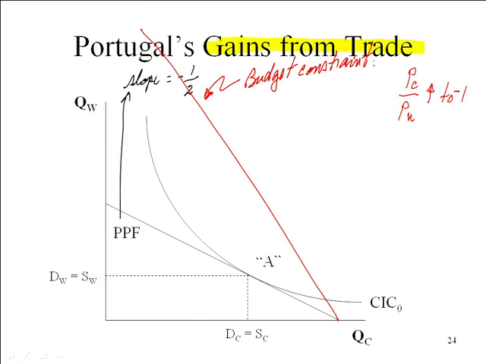Okay, so what's happening here? We've already said that production in cloth is going to increase, and Portugal will become fully specialized in cloth production. So we're moving out to the maximum amount of cloth production that we can have. We're also going to zero wine production.